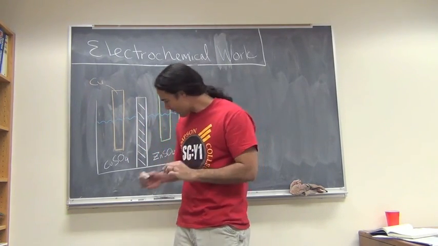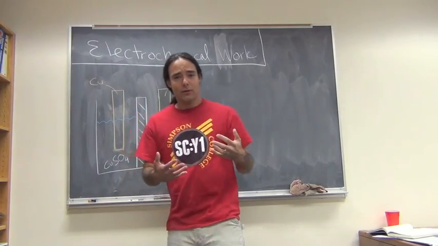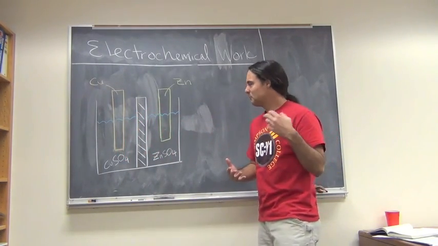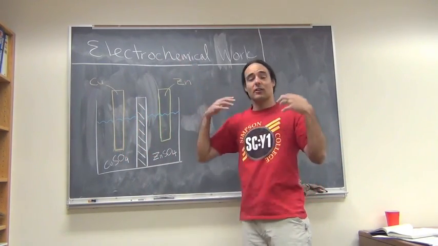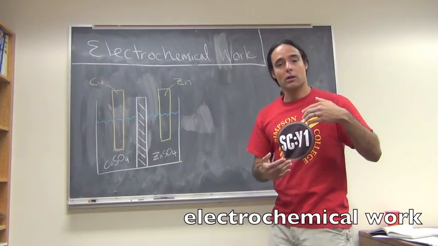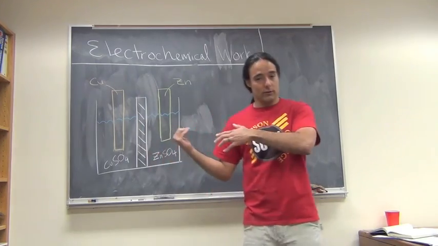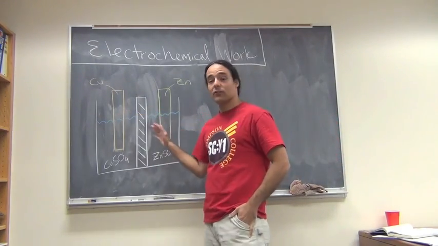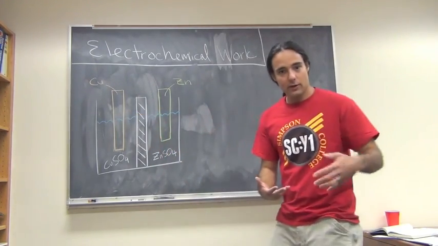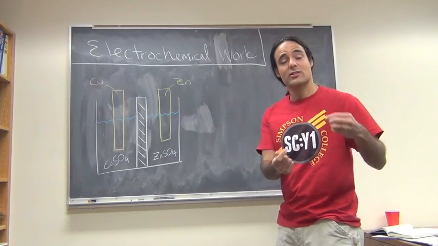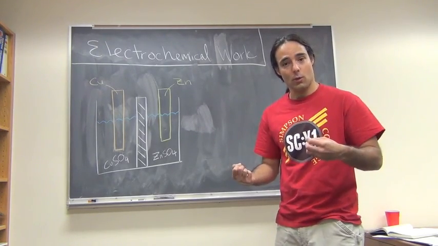Batteries. Batteries also have some work that you can do with them. In this case, it's electrochemical work. We have two chemicals. In this case, for the example I'm using, copper and zinc. They have different oxidation reduction potentials, which means there's a chemical potential difference between the two.